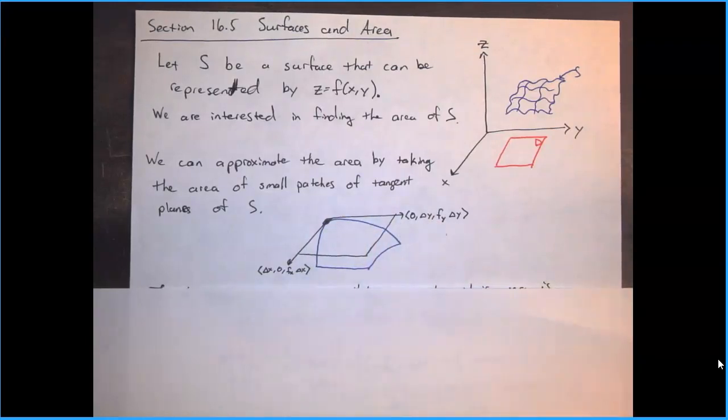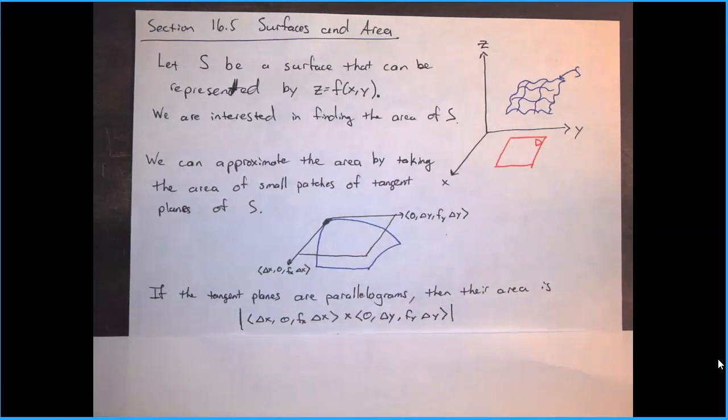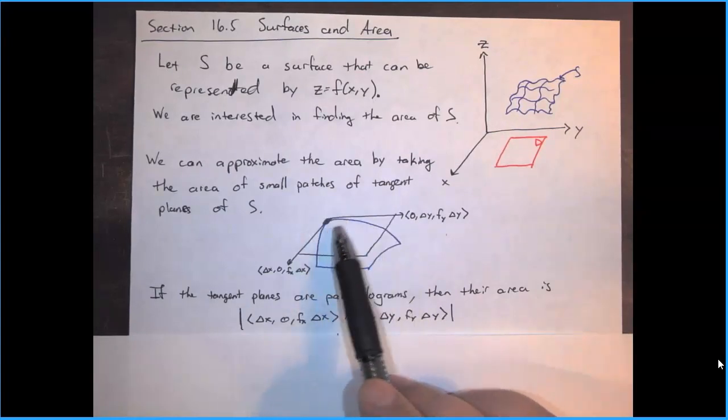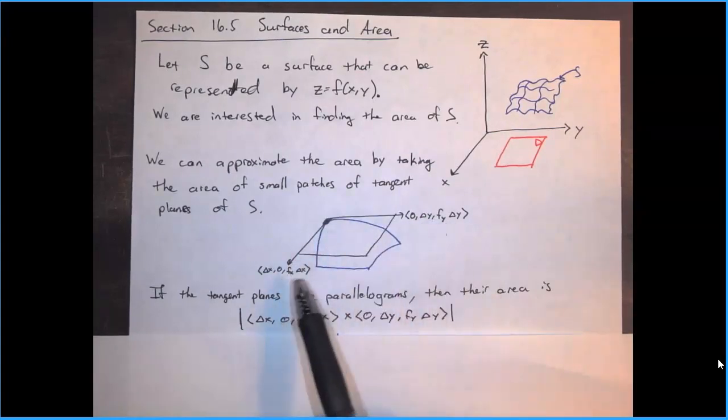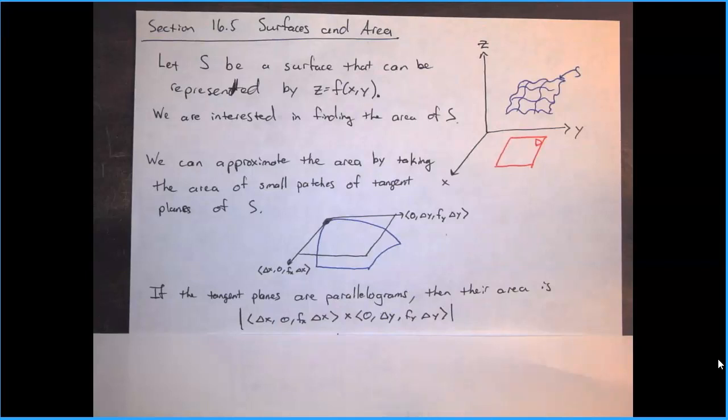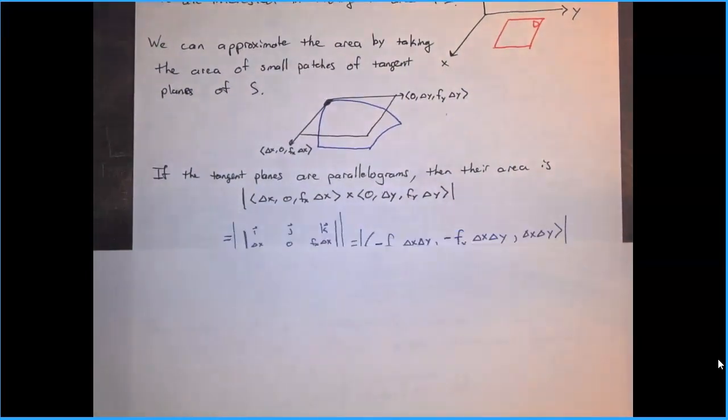And if you remember back to chapter 12, how do we find the area of a parallelogram? It's the magnitude of the cross product of two non-parallel vectors that are the sides of the parallelogram. So if I want to find the area of this parallelogram, I just cross these two vectors and then take the magnitude. Okay, so that's exactly what we're going to do.